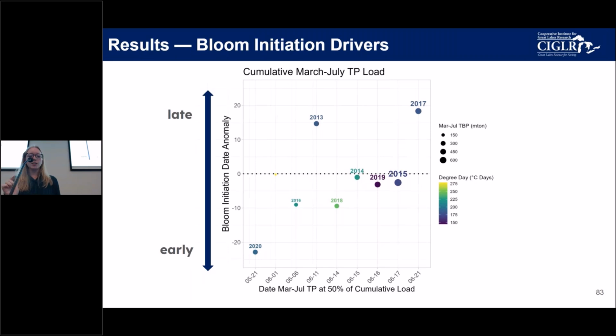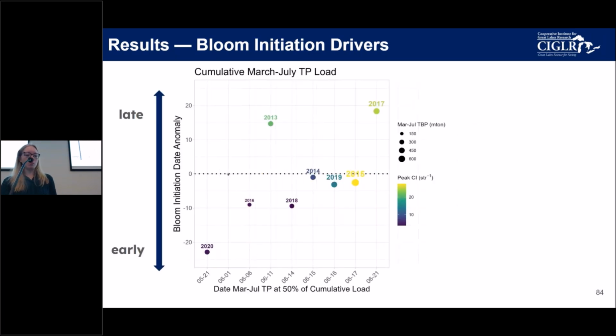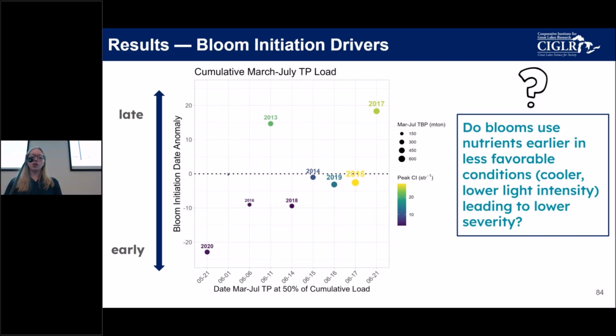Okay, so these are sized by their TBP, which is that cumulative product. So we can see that at later deliveries of that center of mass, we do see the higher cumulative TBP product, and there's no distinct relationship with temperature once again here. But this is a little bit more useful to look at, and looking at this figure, we see that these peak CI values tend to be lower when this 50% load is delivered earlier in the season. So we can ask, do blooms use nutrients earlier in less favorable conditions, when it's cooler in the spring and the light intensity is lower, and is that possibly leading to a lower overall peak cyanobacteria index?